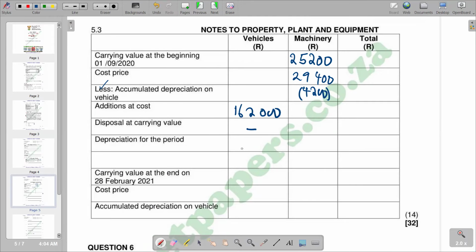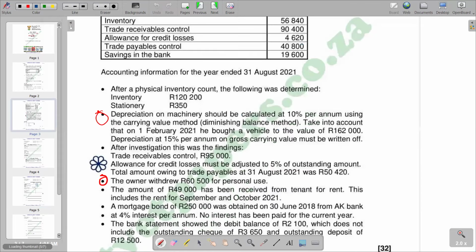But depreciation for the period, we can now find it according to the rate that we are given on vehicles. We are told to take into account that on 1 February 2021, we bought a vehicle to the value of 162,000 rands. The next sentence: depreciation at 15% per annum on gross carrying value must be written off. So this is a cost method. We are saying percentage times 162,000.